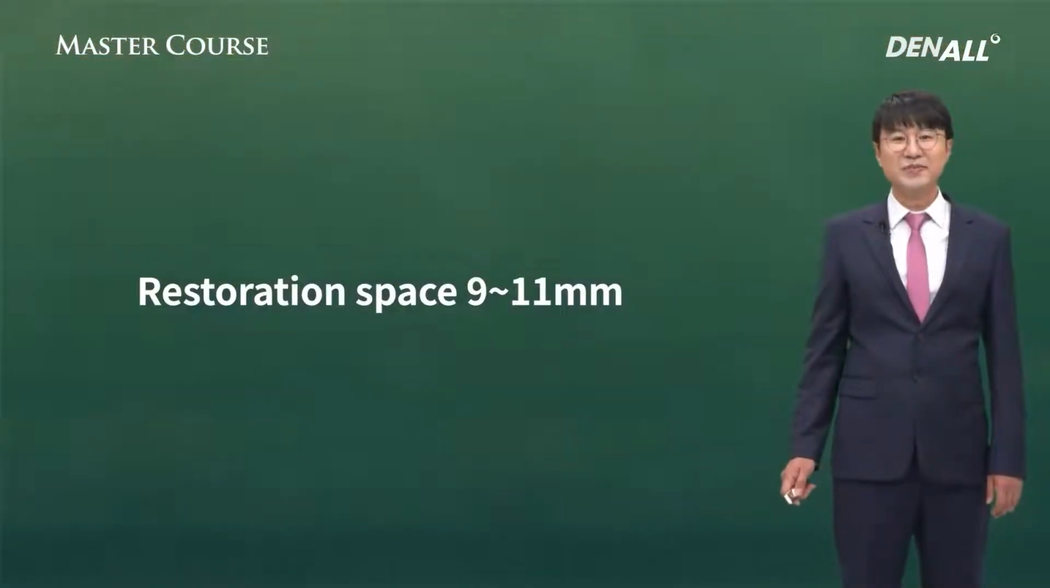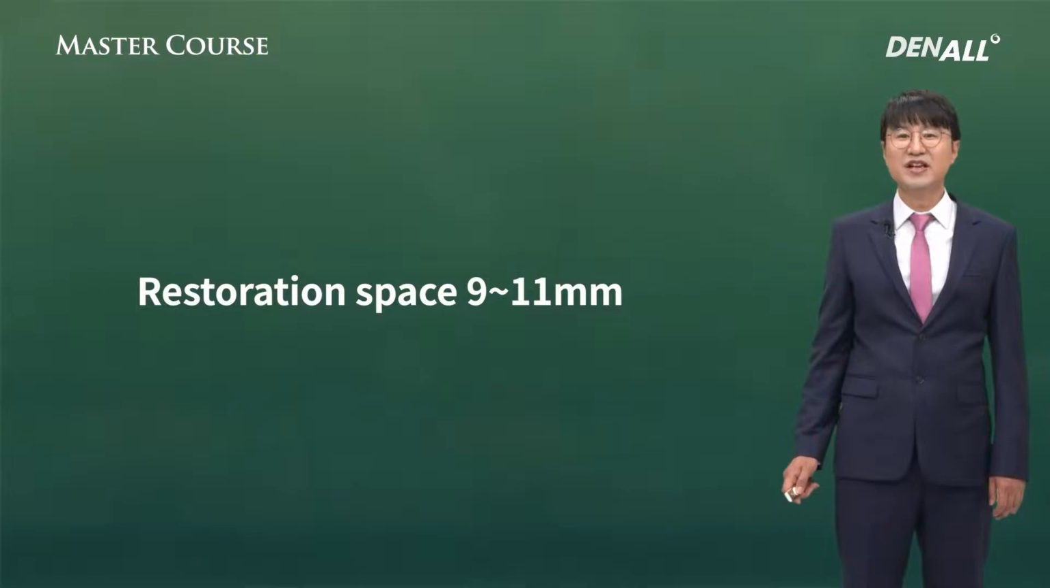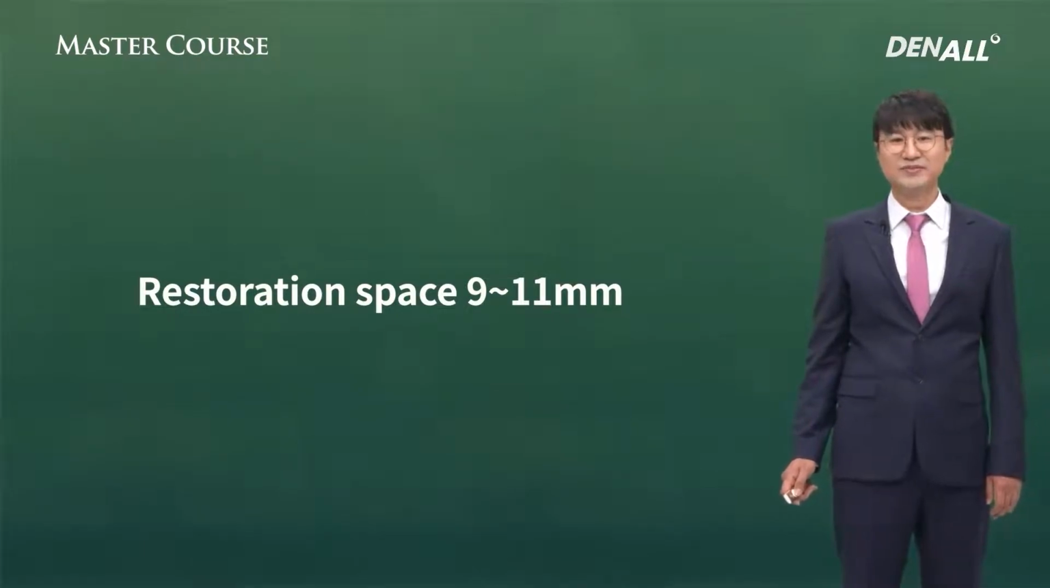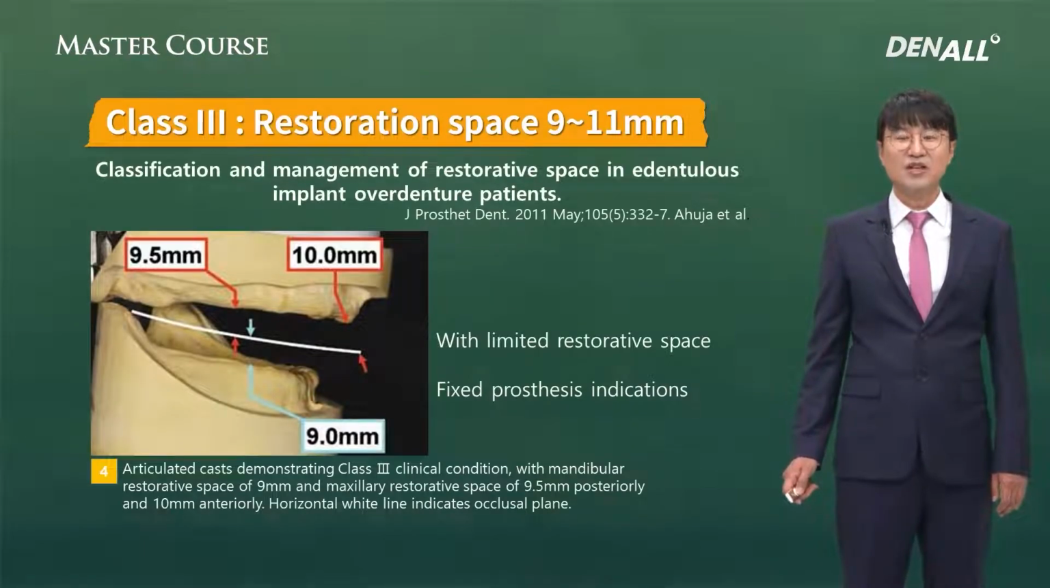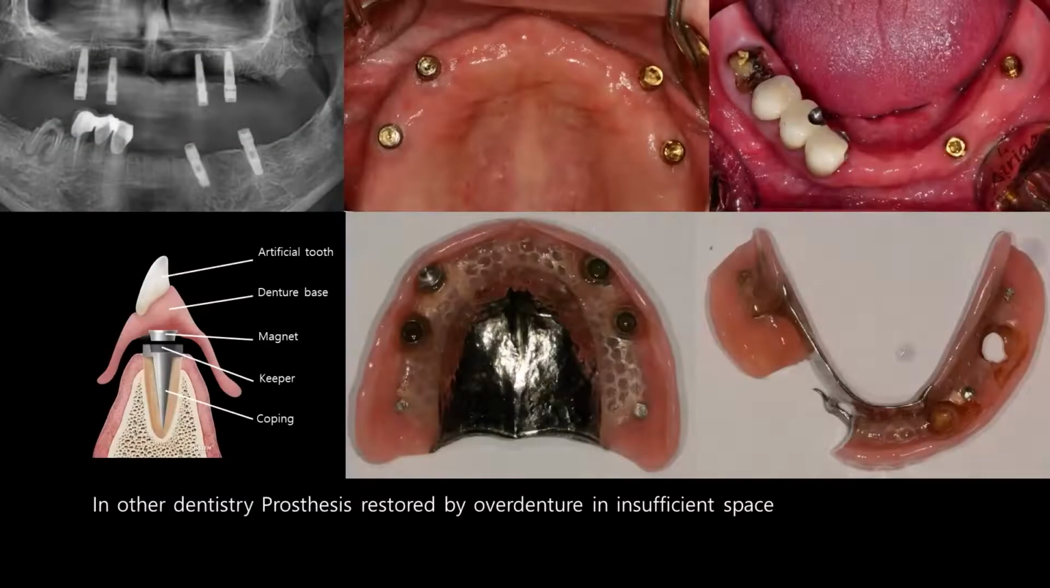Next, I'm going to talk about class 3, where restoration space is about 9 to 11 millimeters. Due to limited interarch space, a fixed prosthesis should be provided, rather than using an overdenture like this one done by a different dental clinic, and you can see why this is a contraindication. In a patient with not so significant vertical tissue loss, if you're planning an overdenture using an attachment like this, attachment failure as well as bridge fracture can occur.